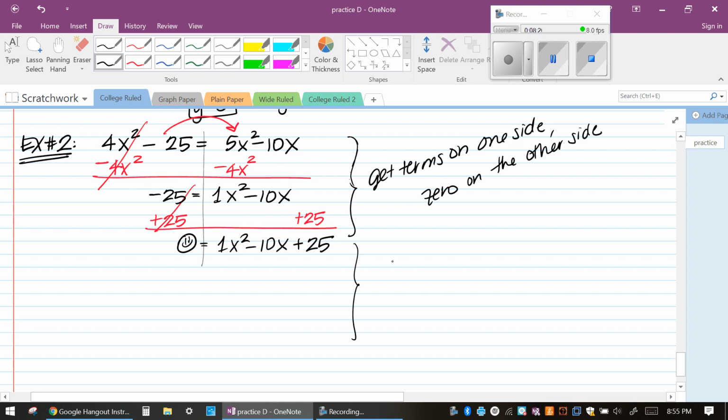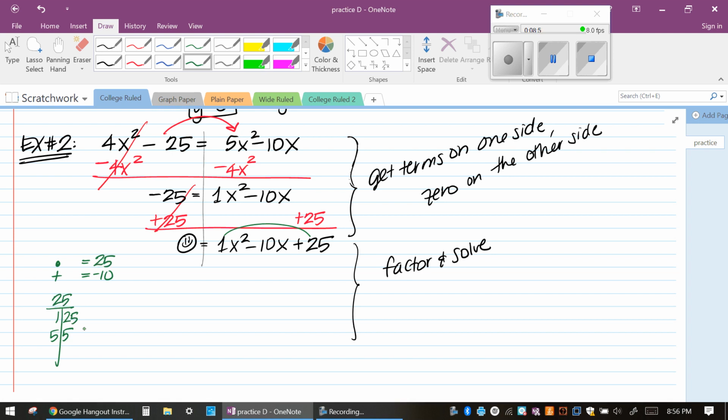So now we're going to factor and solve. There is no GCF here because the only number they could divide it by is 1. But this is a quadratic trinomial. So I need to find two numbers that multiply to 25 and add to negative 10. Take a minute and figure out which factors of 25 would work. Check your positives and your negatives. Pause the video now, do that on your own, and then push play when you're ready to continue.